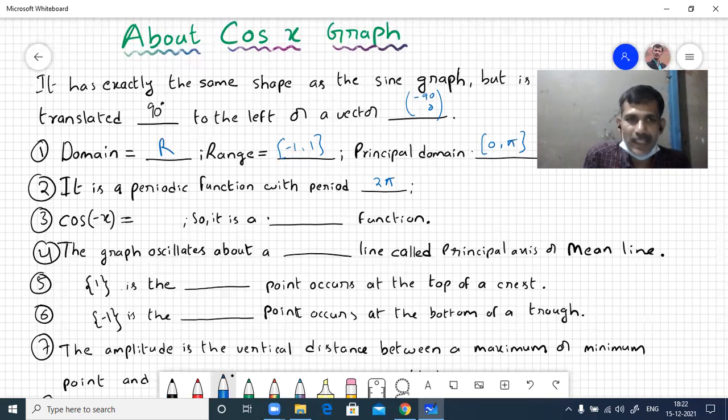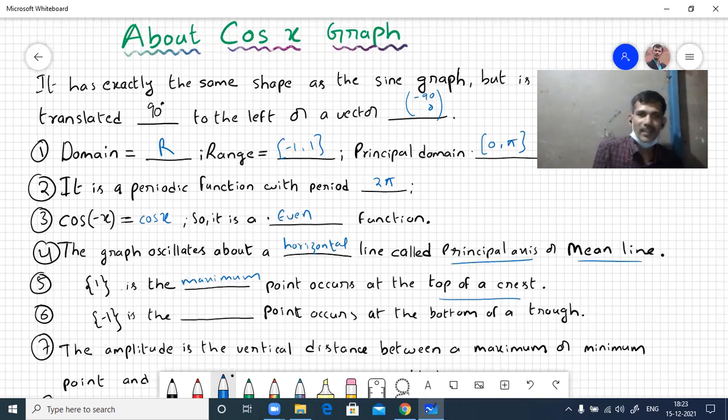Okay, cos minus x, we have solved now in the unit circle, it is cos x. So it is an even function. It is a bounded function, we can say, and continuous also. And the graph oscillates about a dashed horizontal line. It oscillates about a horizontal line, and that horizontal line we'll call the principal axis or mean line. Okay, 1 is the maximum point, where does it occur? It occurs at the top of the crest, and -1 is the minimum point. It occurs at the bottom of the trough.